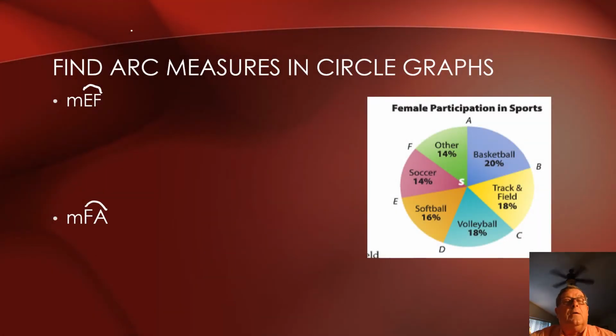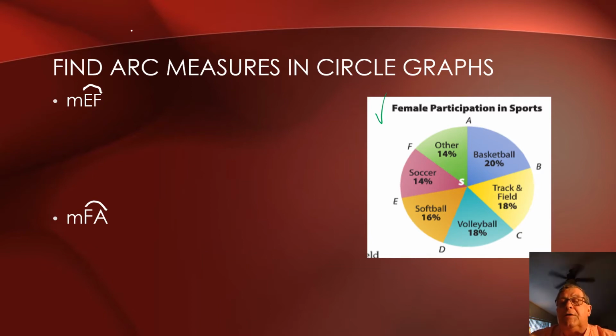This is an interesting little example of finding arc measures in circle graphs. We see over here on the right, we've got a circle graph that's giving us some data about female participation in sports. And we could even say this is like a pie chart, okay? And let's see, we've got 20% female participation in basketball, 18% in track and field, volleyball 18%, softball 16%, soccer 14%, and other 14%.